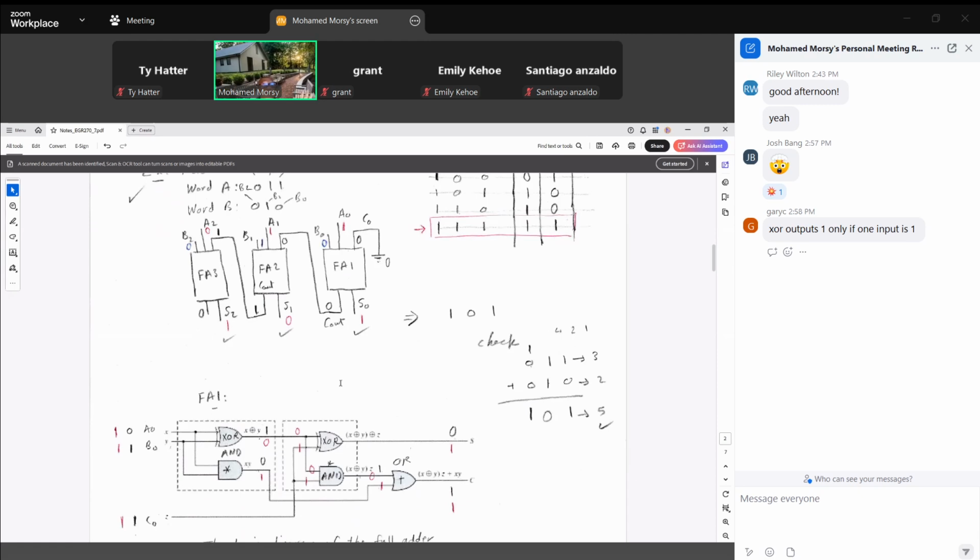So for the outputs, we look at S0, S1, S2. So what is the output? It is 1, 0, 1. What is the result of the addition, which is our output here? It is 1, 0, 1.